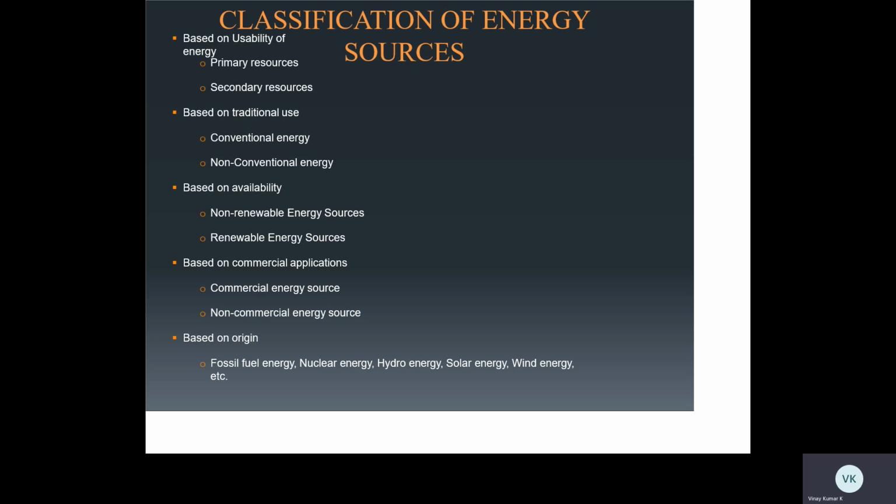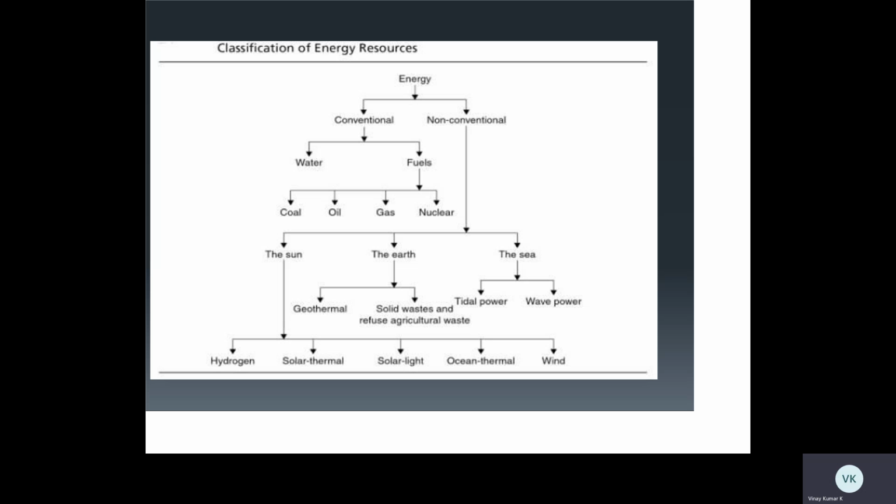Fossil fuels we can get from beneath the earth. There is nuclear energy, and hydel energy, or hydro energy, which is nothing but generating power using the continuous flowing of water. Solar energy we can get directly from sunlight. Wind energy we can get from the continuous blow of wind on windmills. So these are the different energy resources. This is the main classification which I have discussed till now.